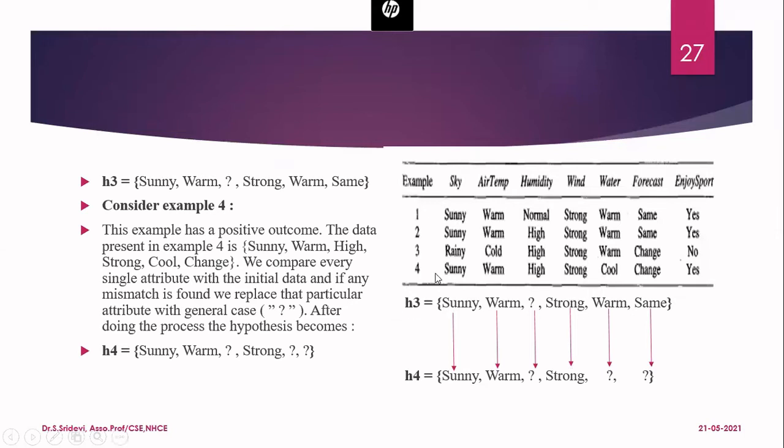And if you consider the fifth parameter in the hypothesis, you have warm. The meaning is, so far, whatever records you have taken, those are satisfying the condition that only when the water is warm, you enjoy the sport. But now you are telling that in the fourth record, I enjoy the sport even if the water is cool.